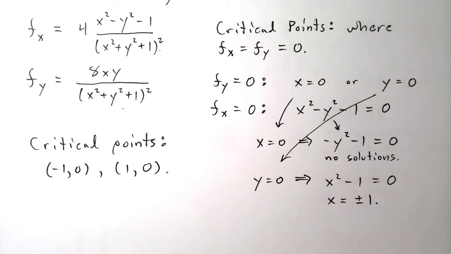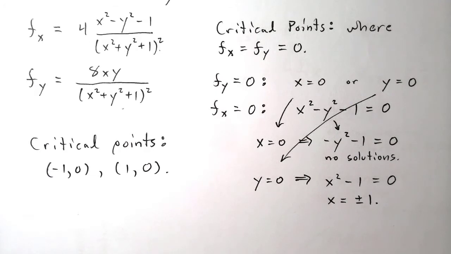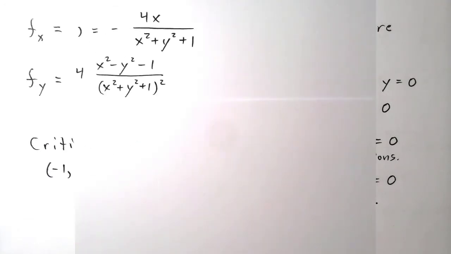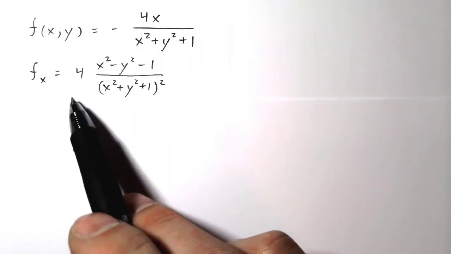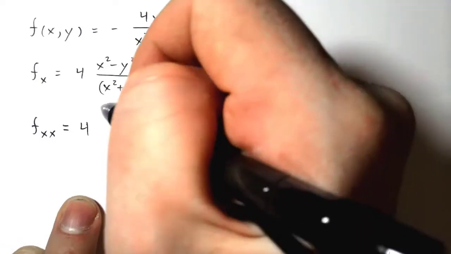This is where we need to do the second derivative test. We need to investigate the discriminant at these two points. To get the discriminant, we're going to need the second order partial derivatives. So let's compute those. Here's our function, here's fx. Let's compute fxx, the second derivative with respect to x. I'm going to use the quotient rule on this. So let's go through that.